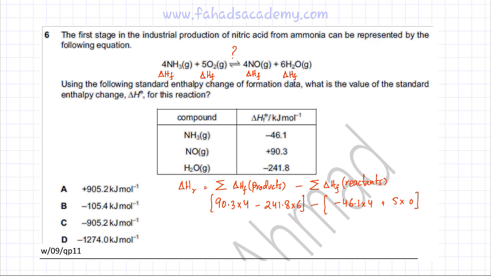So I need to perform this calculation, and performing this calculation on my calculator now, the answer is minus 905.2 kilojoules per mole. So the enthalpy of this entire reaction, using the formula that the enthalpies of formation of products minus the enthalpies of formation of reactants, comes out to be equal to minus 905.2 kilojoules per mole, so the correct option is going to be option C.